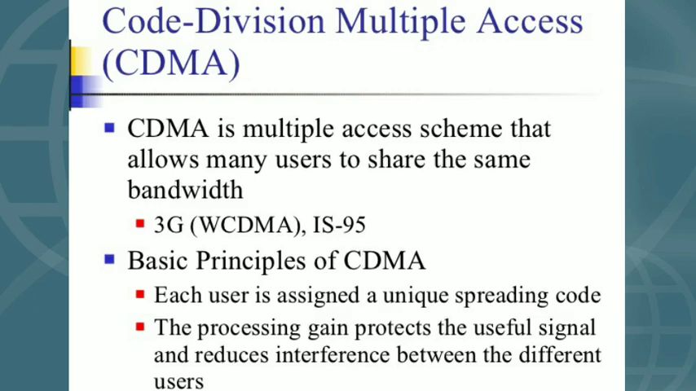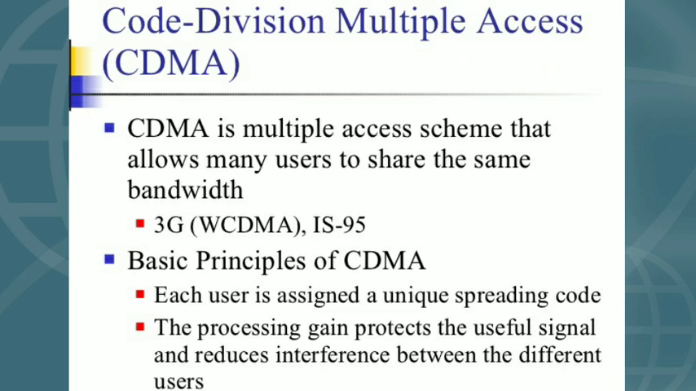Next, we are going to see the code division multiple access scheme. It allows many users to share the same bandwidth. For example, 3G, which has a standard called IS-95, Interim Standard 95. The basic principle of CDMA says that each user is assigned a unique spreading code.